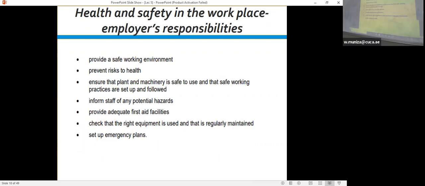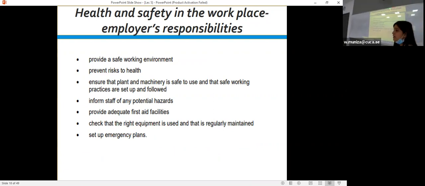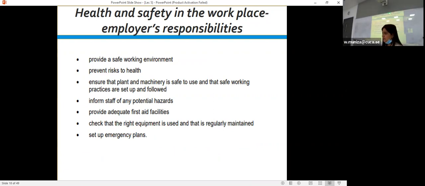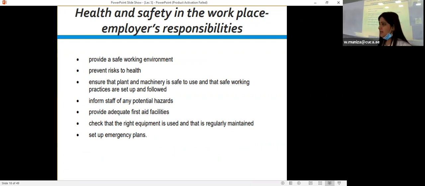Okay, now students, regarding health and safety in the workplace, what are the responsibilities of the employers? Both the parties have the responsibility regarding health and safety. What are the responsibilities of the employers? Let's see. Provide a safe working environment, prevent risks to health.